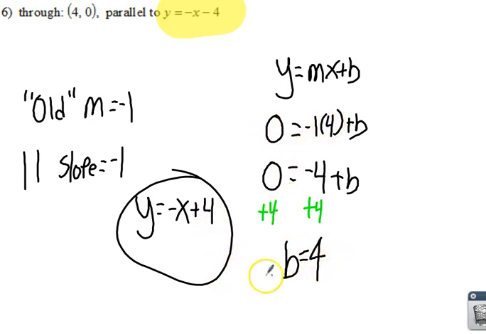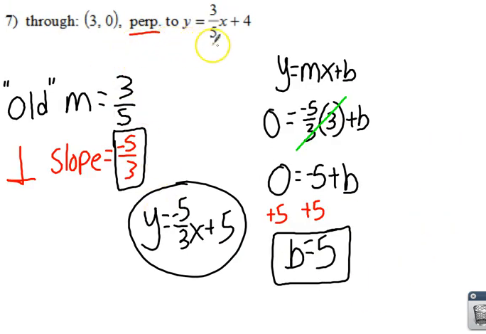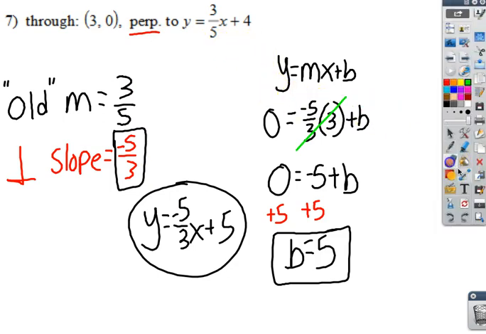b value here. The next problem is even trickier, because it goes through this point perpendicular to the line in question, and again the line in question is the line they literally give me in the problem.